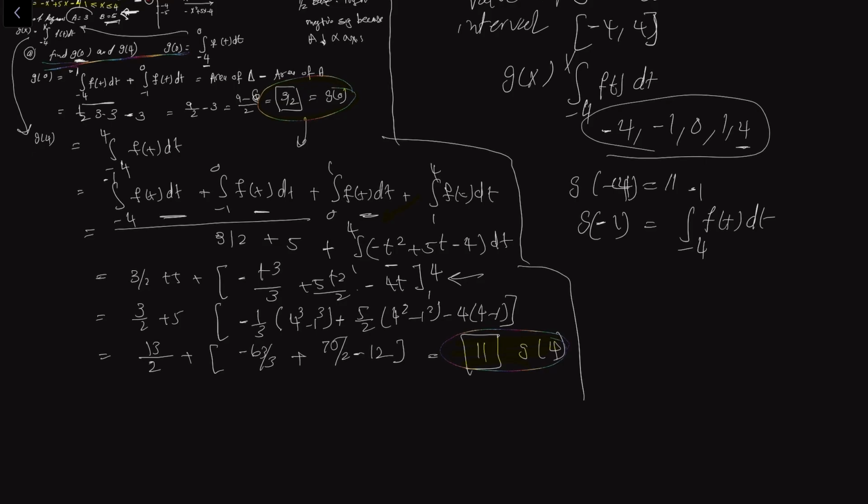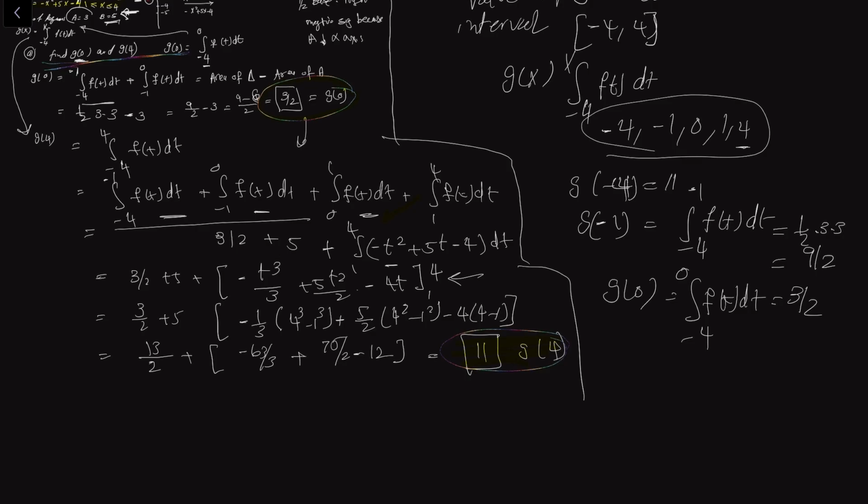Okay, and then this one, from -4 to -1, that's equal to half times 3, the area of the triangle, which is going to be 9 over 2. And with g of 0, that's the integral from -4 to 0 of f of t dt. We know that one, we got this one before. It's 3 over 2.